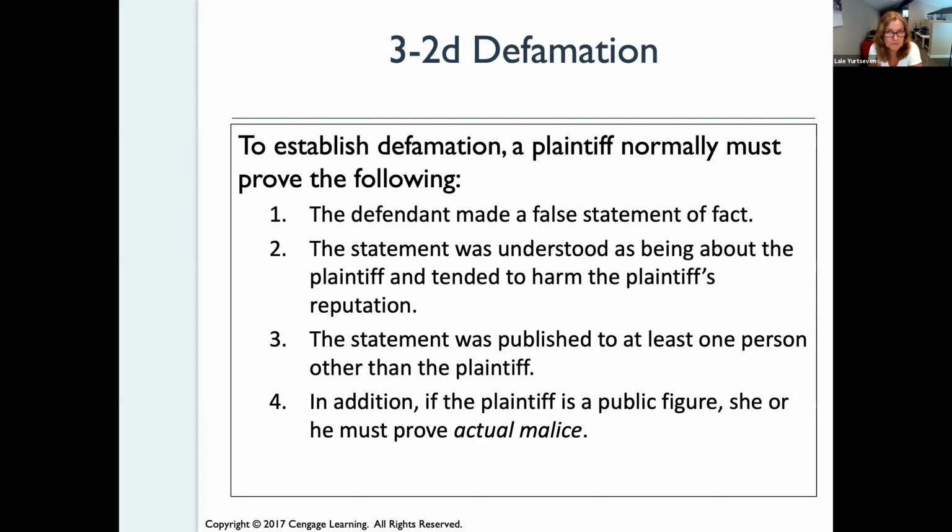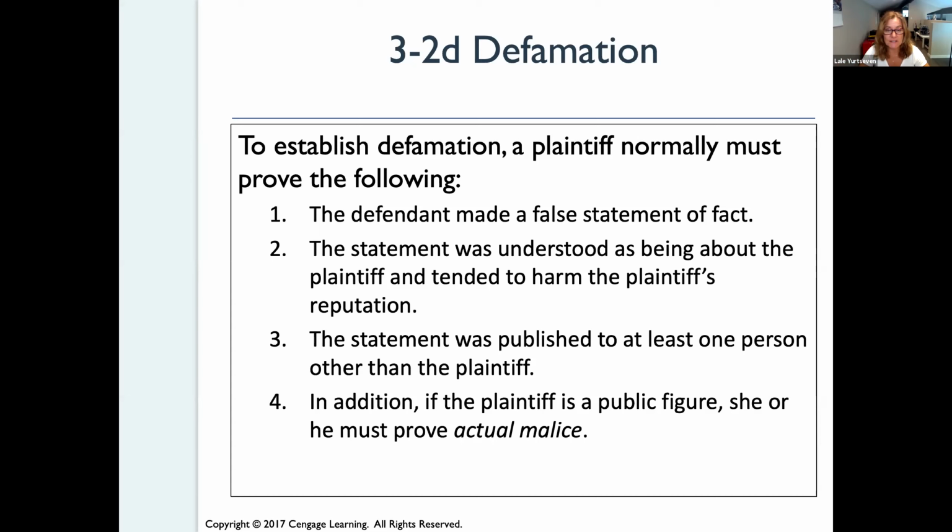There's nothing wrong with that. It's also not a defamatory statement. But if I said, Lily never shows up to my meetings, she's such a bad student, right? That would be defamation. That is a false statement, first of all, because she is showing up to our lectures, and saying that she is not a good student because she's not showing up is wrong. So the statement has to be false. The statement was understood as being about the plaintiff and tended to hurt the plaintiff's reputation. So it has to be about a specific person.